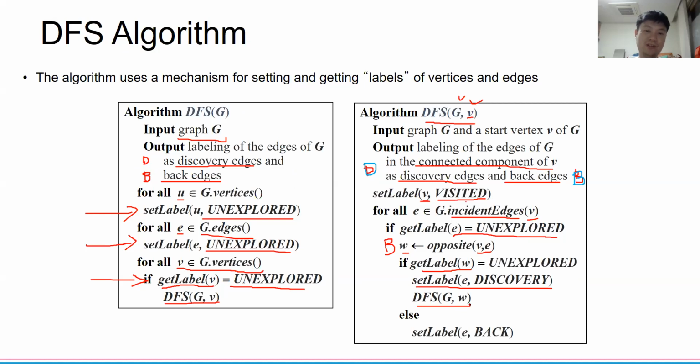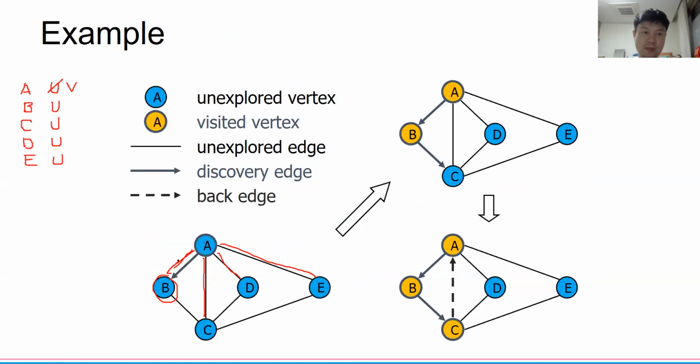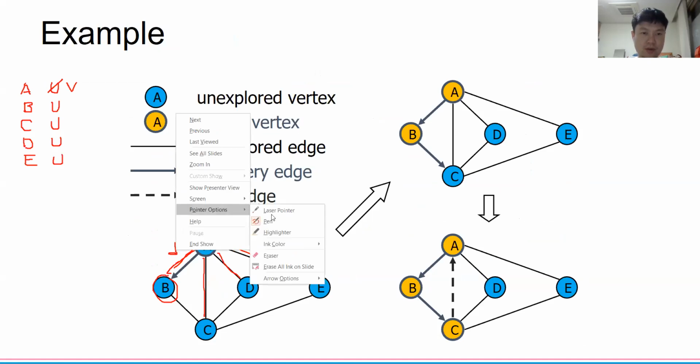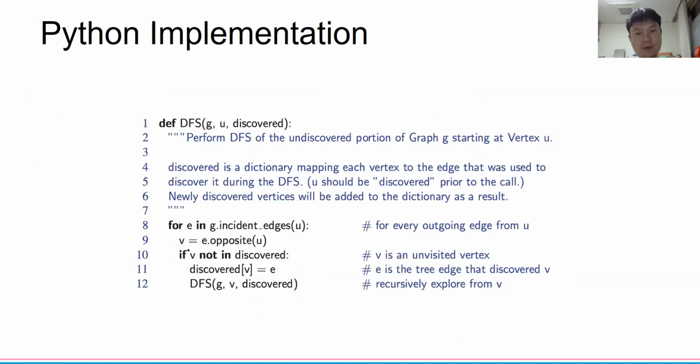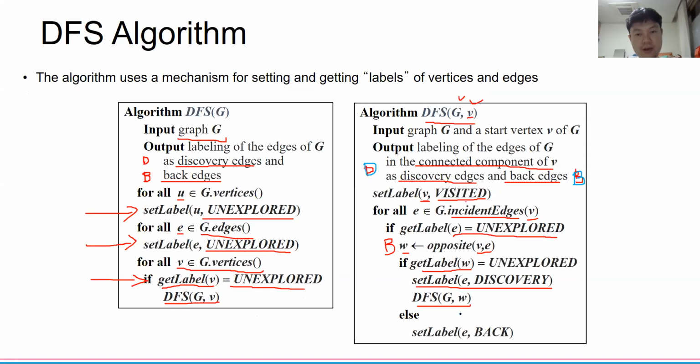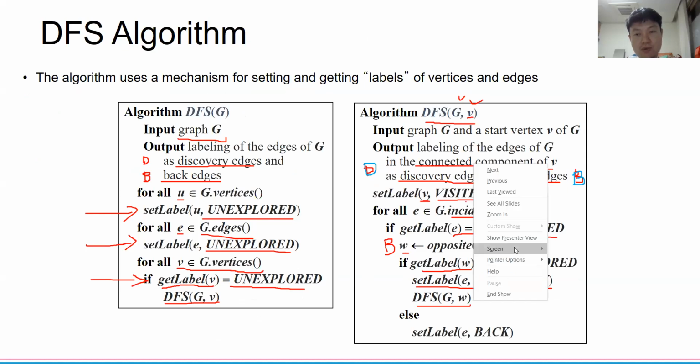Oh, it is interesting. So we will set the E. Now this one is discovery. I think I need to use the blue color. Now it is D. Yeah, we discover this X, and then we want to do the DFS G comma W. So in this case, the W equals P. So we want to go to the P.